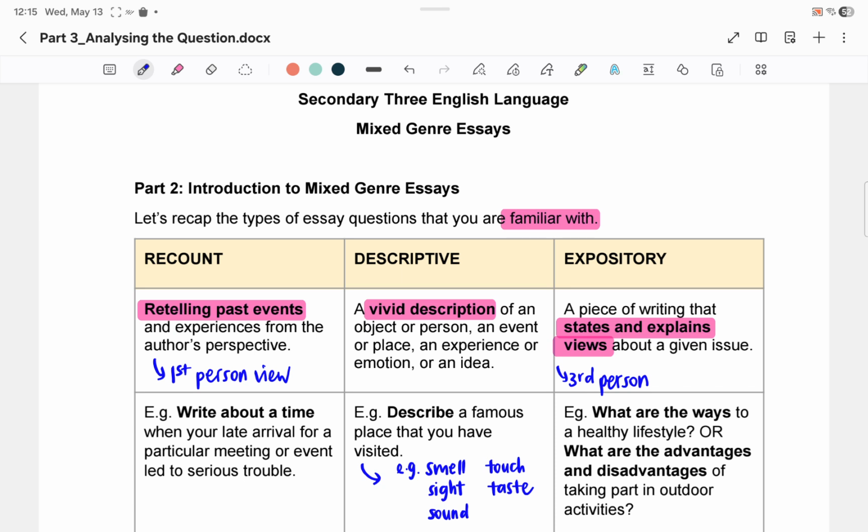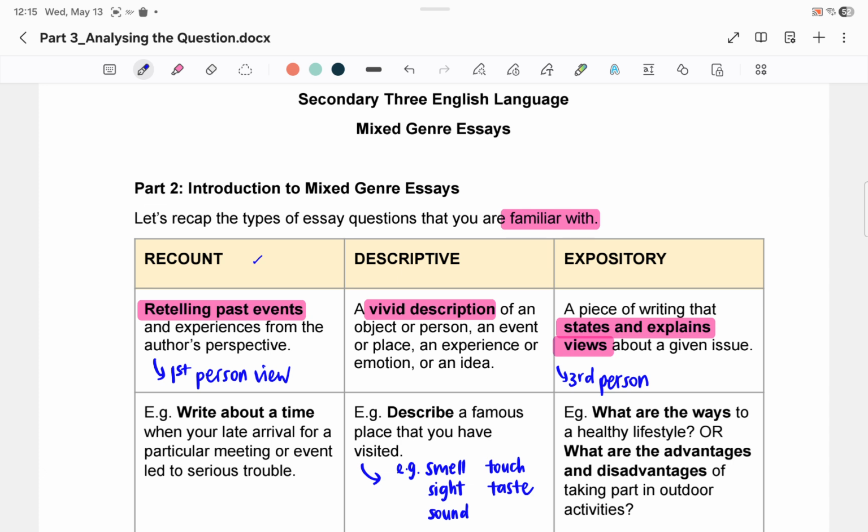So let's look at the essay question types that you are familiar with. Essay questions that you have attempted in primary school or in lower secondary are the recount essay questions, the descriptive essay questions, as well as the expository essay questions. So what exactly are these? The recount essay questions would be something like your narrative essay, something that you have to recount, something that happened to you, something you had experienced. You write it from a first person perspective, and you tell it using past tense. So that's your personal recount essay.